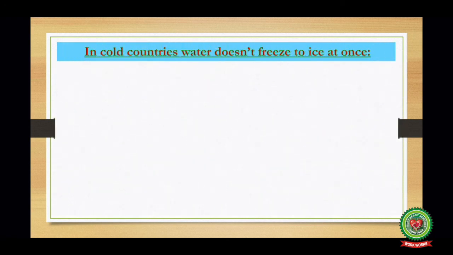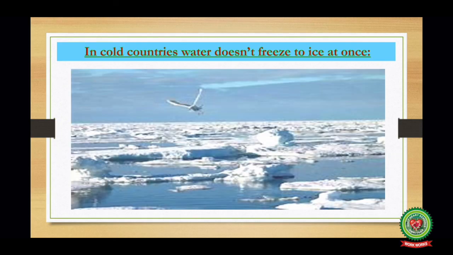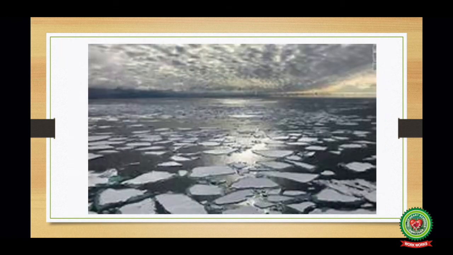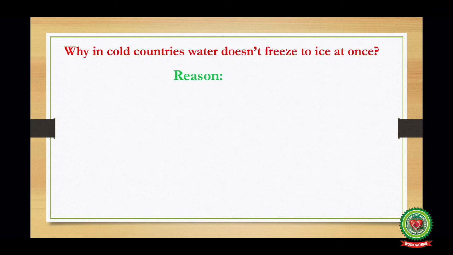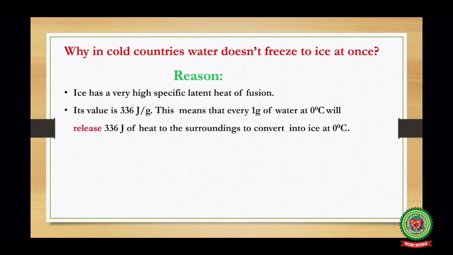Now next thing. In cold countries, water doesn't freeze to ice at once. Let's see a picture. Here we can see ice as well as water. Here also ice and water. Now why in cold countries does water not freeze to ice at once? The reason is ice has a high specific latent heat of fusion. Its value is 336 joule per gram. Now we can take it in joule per gram or in joule per kilogram also.